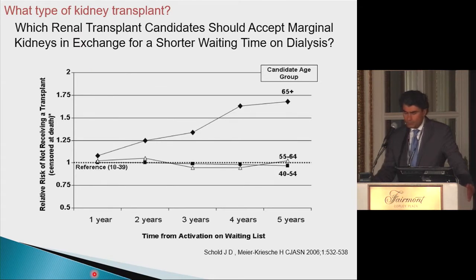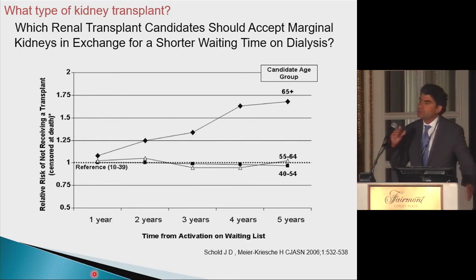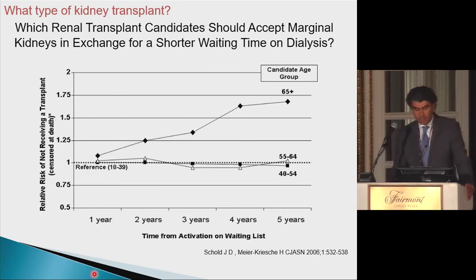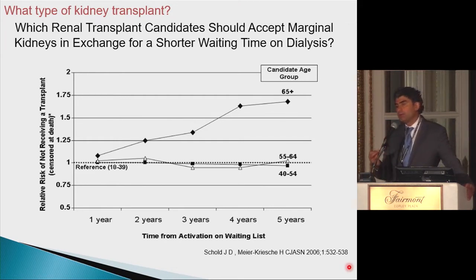So what type of kidney should we give our patients? I showed you this data that if you use marginal kidneys, you increase mortality of patients, and they take longer to start benefiting from kidney transplantation. So why would we even offer lower quality kidneys to patients? The idea is to give those lower quality kidneys to patients who will benefit more from coming off dialysis sooner. So who are those patients?